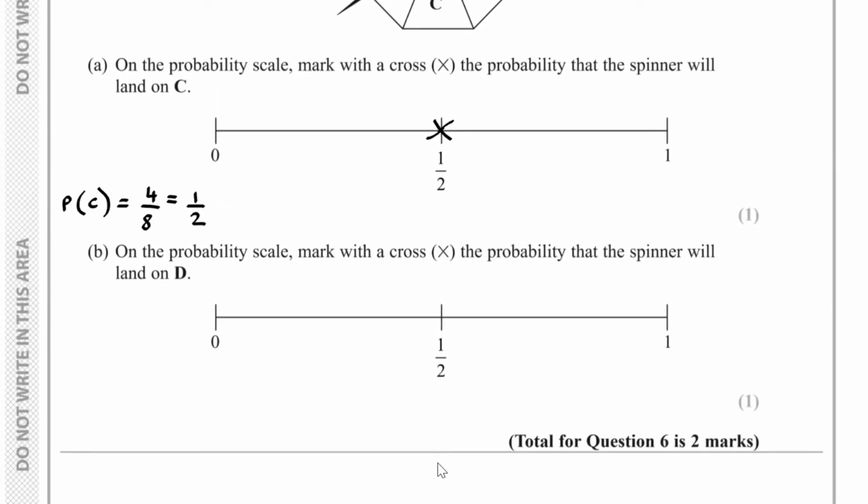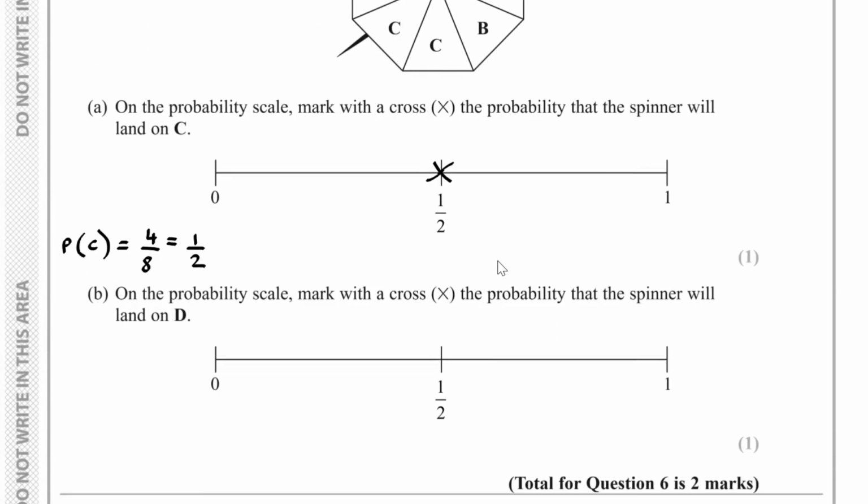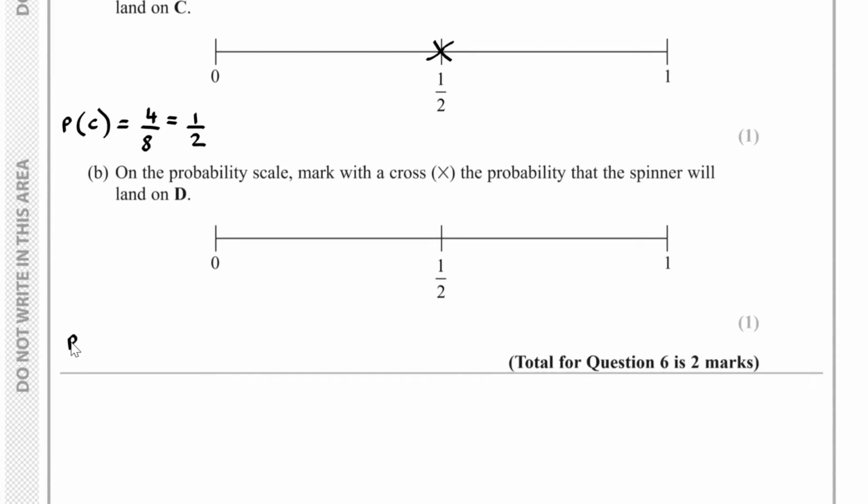And then for part B, on the probability scale, we have to mark with the cross the probability that the spinner will land on a D. Well, there's no D in this spinner, so the probability of getting a D is equal to 0. So we mark a cross over here.